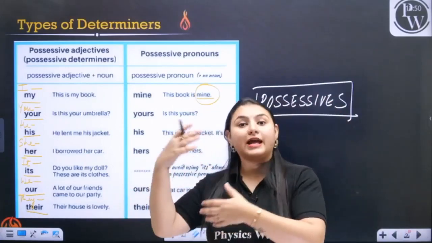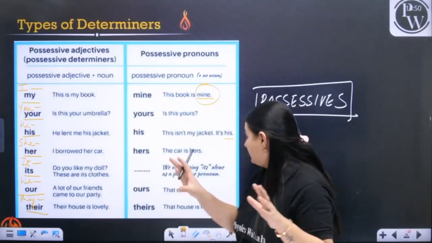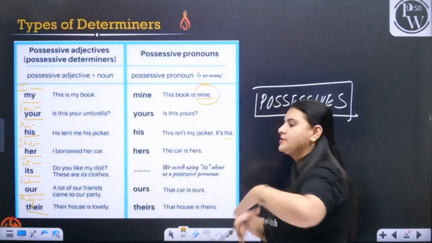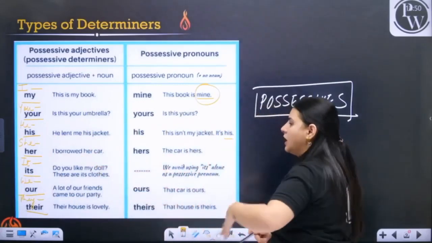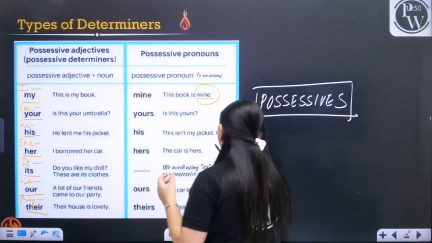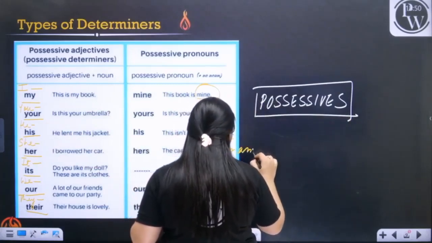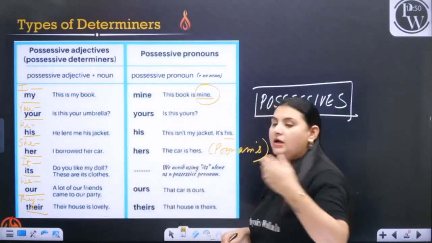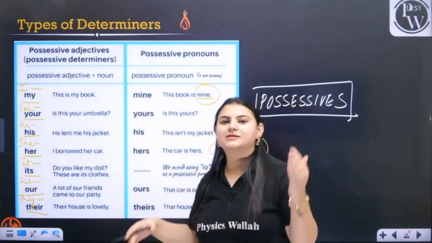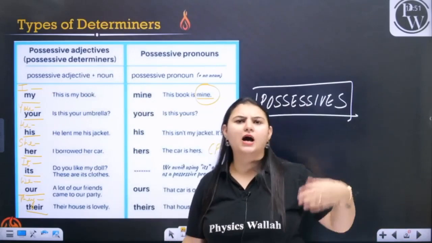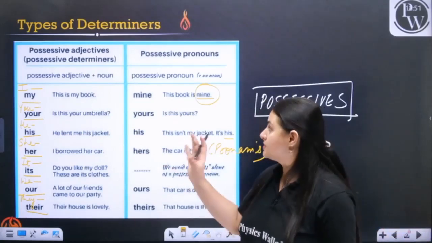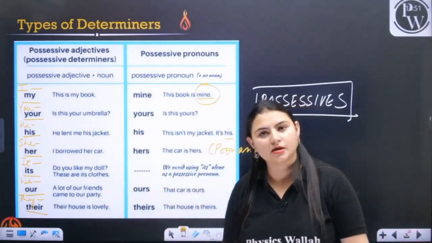We did not take the name of the people. We did not say that that house is of Santosh and Meena. We said that that house is theirs. Here in this case, we did not say the car is Poonam's. Okay, Poonam is the owner of the car. We did not take the name of the girl. We simply said the car is hers. This isn't my jacket, it's his. This isn't my jacket, this is my father's. So instead of saying father, I said his. That is why these are pronouns. This is how you have to learn. Okay, the difference you must know between the possessive adjectives and the possessive pronouns.